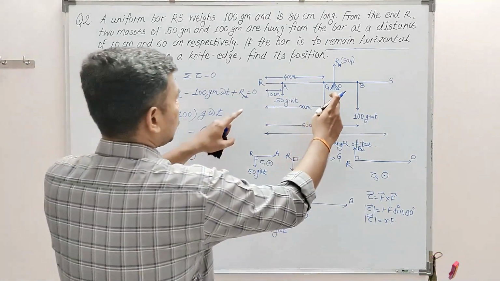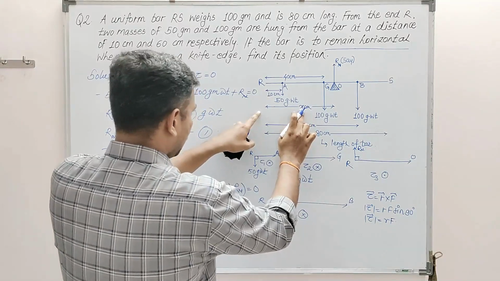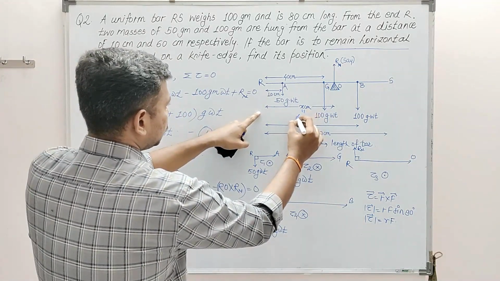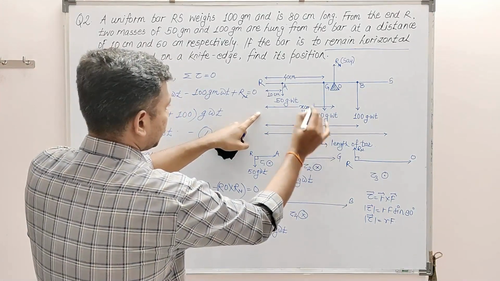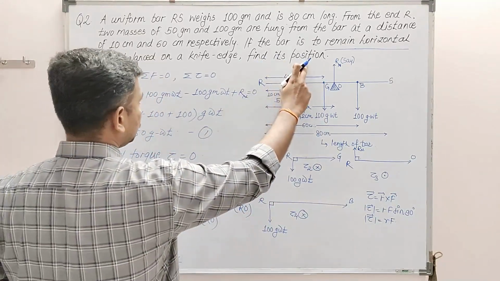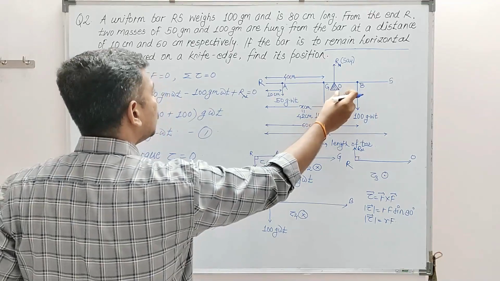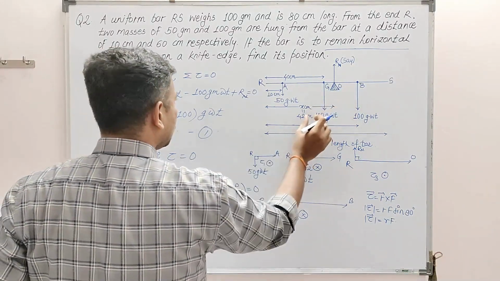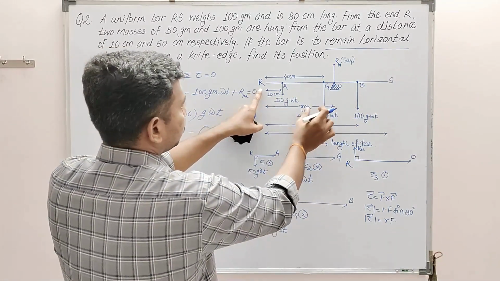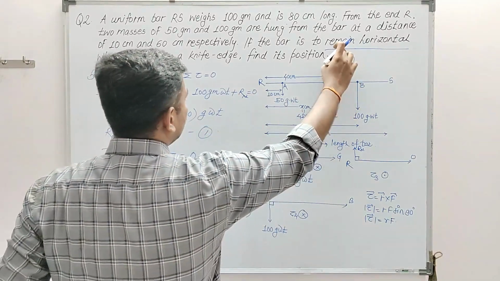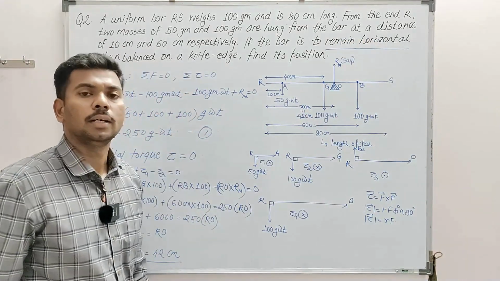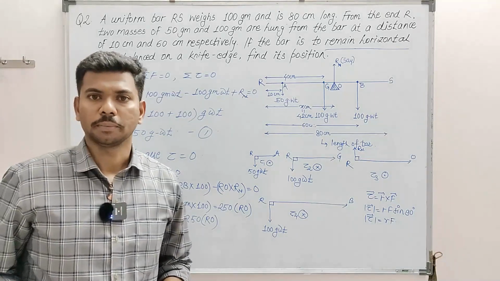So this Ro, which is X, we are assuming here that X goes to 42 centimeter. This is the position of a knife edge, or as we can call it, a fulcrum. So the fulcrum has to be kept at 42 centimeter with respect to R, so that the system remains horizontal. This is the answer for the given problem.